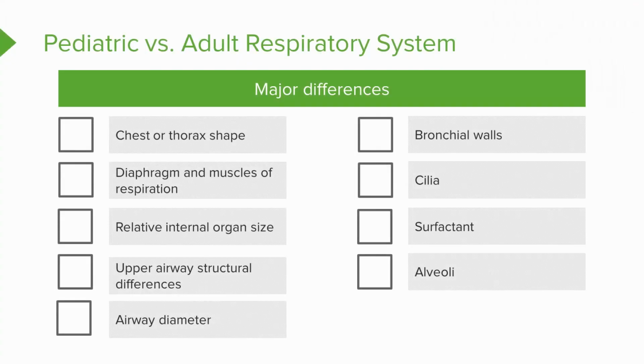Now let's talk about some key differences between the pediatric and the adult respiratory system. We're going to talk through each of these major differences. Let's start with the chest and thoracic shape.